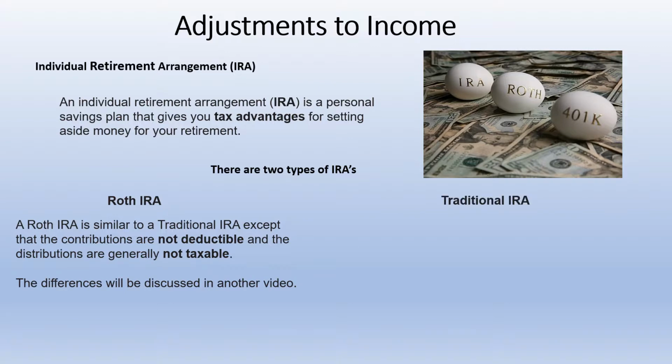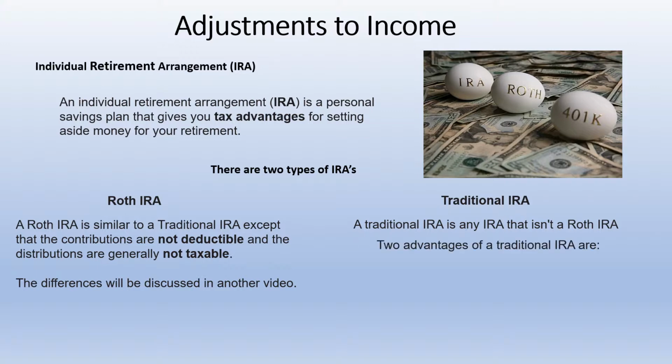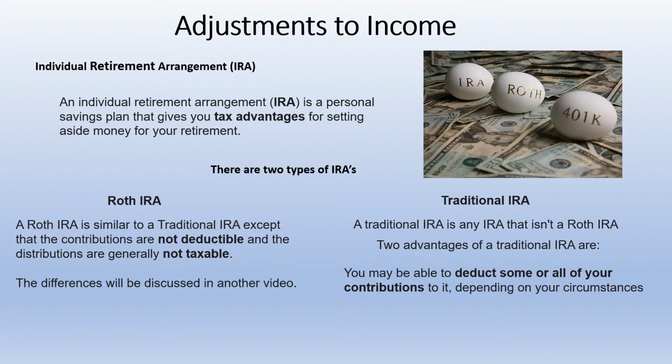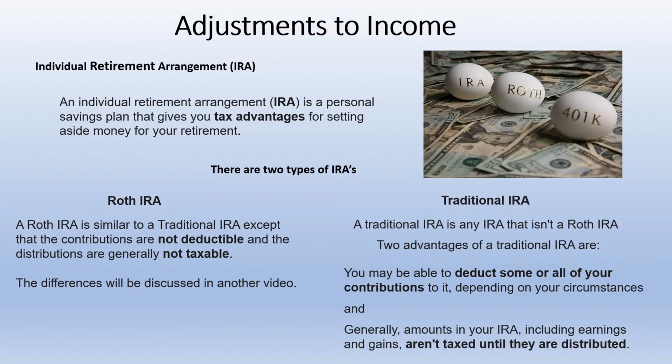Traditional IRA. A traditional IRA is any IRA that isn't a Roth IRA. Two advantages of traditional IRAs are you may be able to deduct some or all of your contributions to it, depending on your circumstances, and generally amounts in your IRA, including earnings and gains, are not taxable until they are distributed.